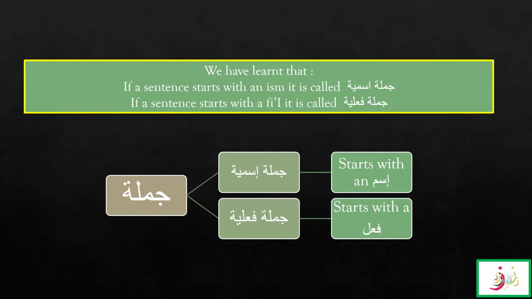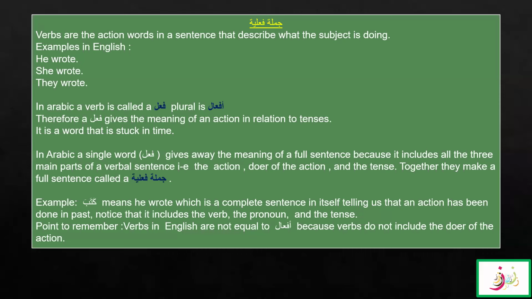So what we have learned about Jumla ismiyya and Jumla fa'liya is that a Jumla ismiyya starts with an ism and Jumla fa'liya starts with a fa'il. So here we learned that a single word can give the meaning of a full sentence, and that is a fa'il, and it will be called a complete Jumla fa'liya. Like in English, he wrote, she wrote, they wrote, but in Arabic, we'll just have a single word to denote a jumla, and that will be called jumla failure because it is starting with a fail.